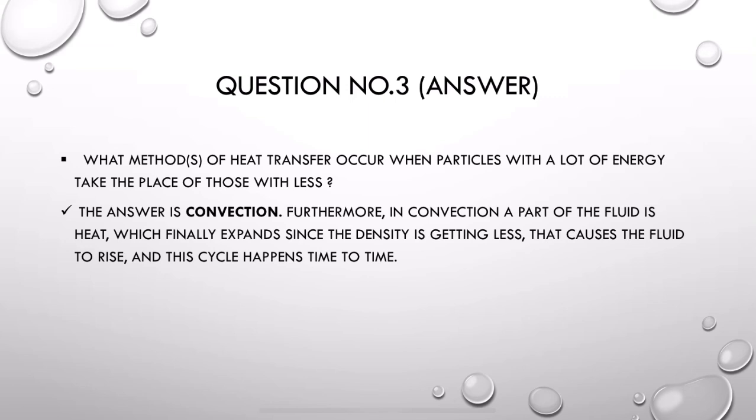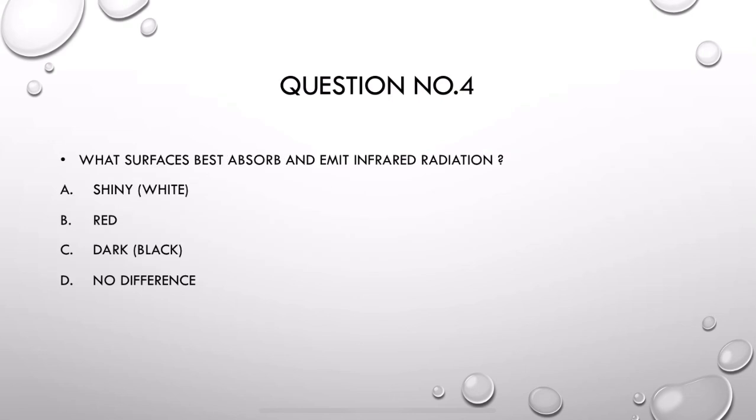Furthermore, in convection, a part of the fluid, a part of the gas or liquid, is heated, which expands since the density is getting less. That causes the fluid to rise since its density has decreased, and this cycle happens over and over, causing the whole liquid or the whole gas to become hot. So guys, the last question, pause the video and think about it.